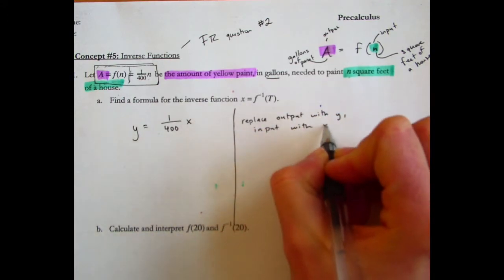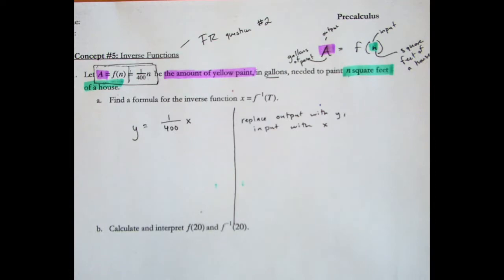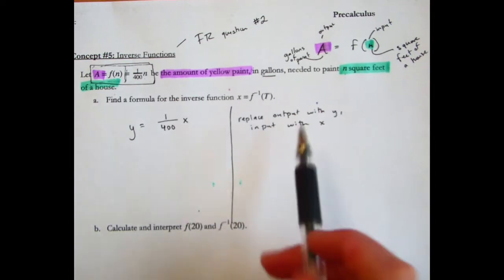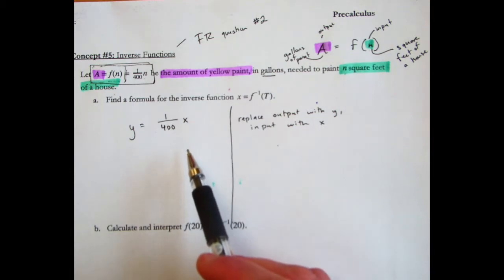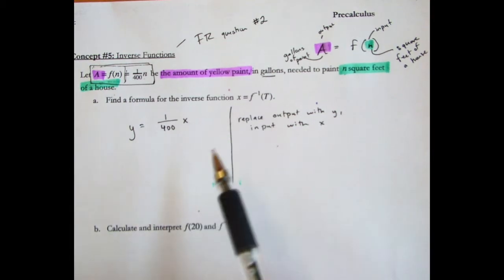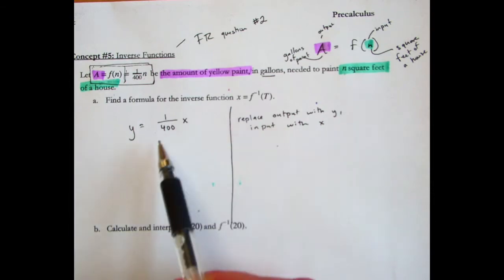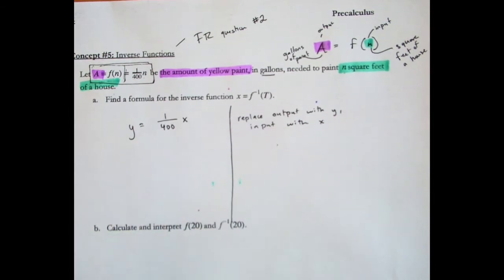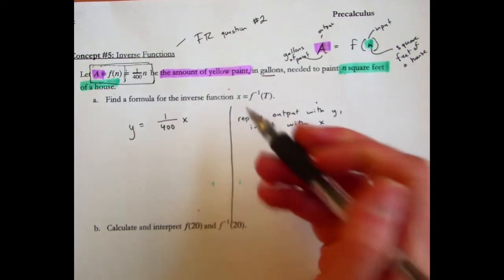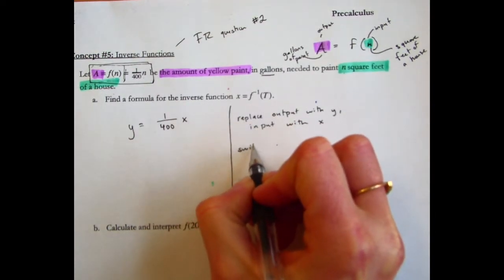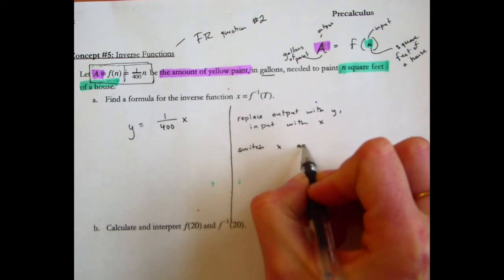input with x. By the way, on your test, I won't expect you to write out words for all the steps. This is just helpful as you're reviewing and studying to apply language to all of the math that you're seeing. It's just helpful for your brain to process it in two different representations. Okay, the next step is going to be to switch x and y.